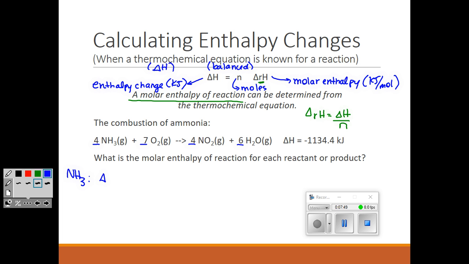So I'm going to take my formula, and I'm going to replace delta H with negative 1,134.4 kilojoules. And I'm going to divide that by n, the number of moles of the substance I'm dealing with, 4 moles of ammonia. It's good habit, especially when there's multiple substances, to say which substance you've calculated the number of moles for. The reason I say this is because sometimes you might have multiple calculations going on, and it's good to know which value goes with which substance.